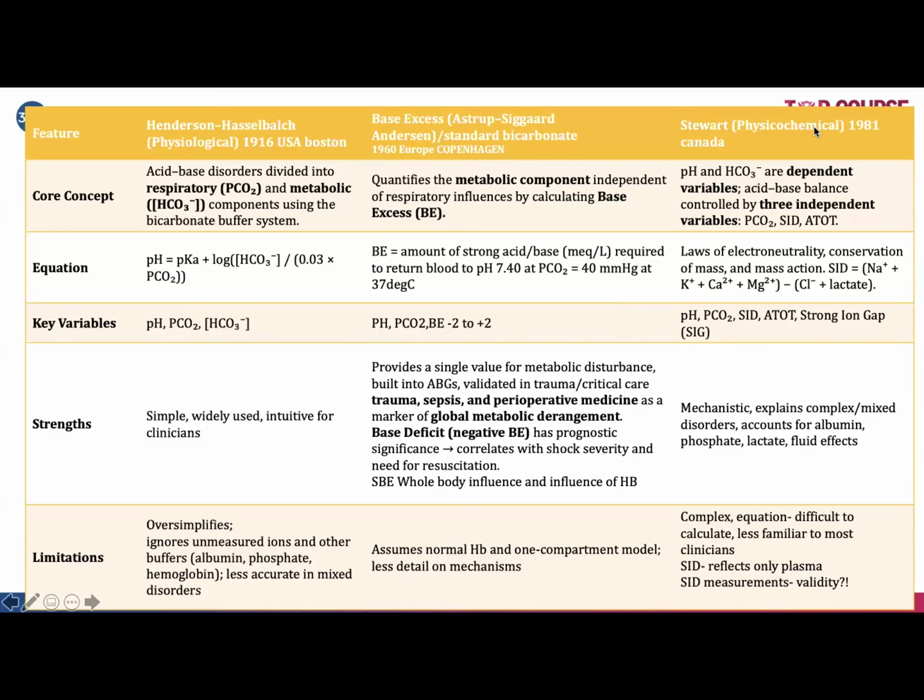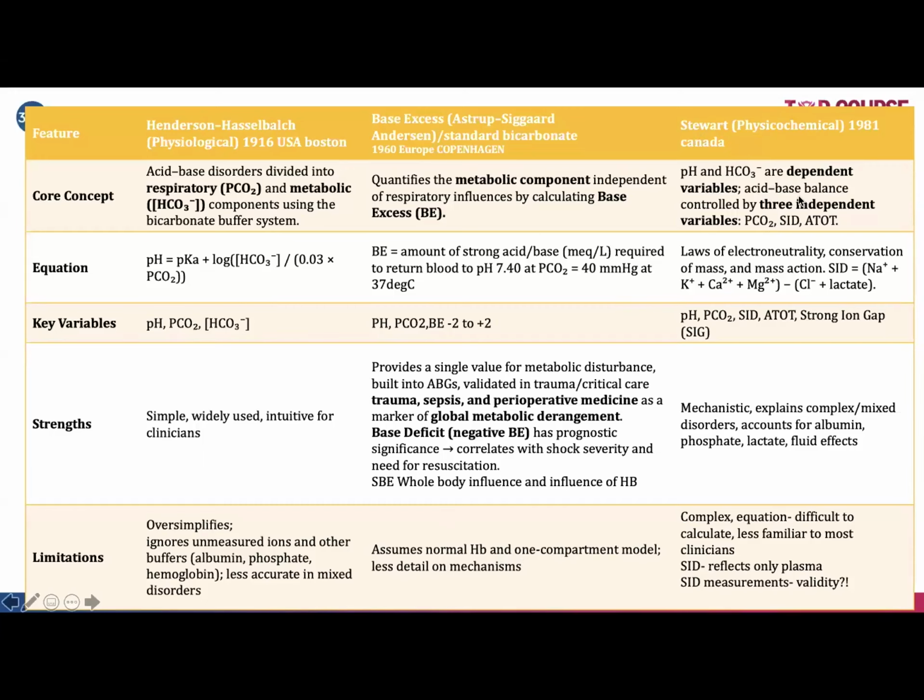The Stewart or the physiochemical method, this was proposed by Peter Stewart in 1981 in Canada, actually. So this is based on the principle of laws of electroneutrality, laws of conservation of mass and mass action. So when you have positive and negative ions, both should be equal in a system. So that is the basic concept of this physiochemical approach.